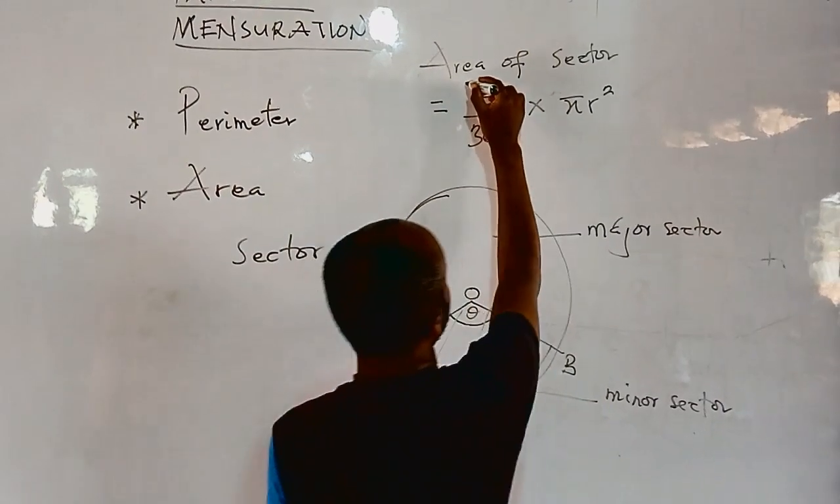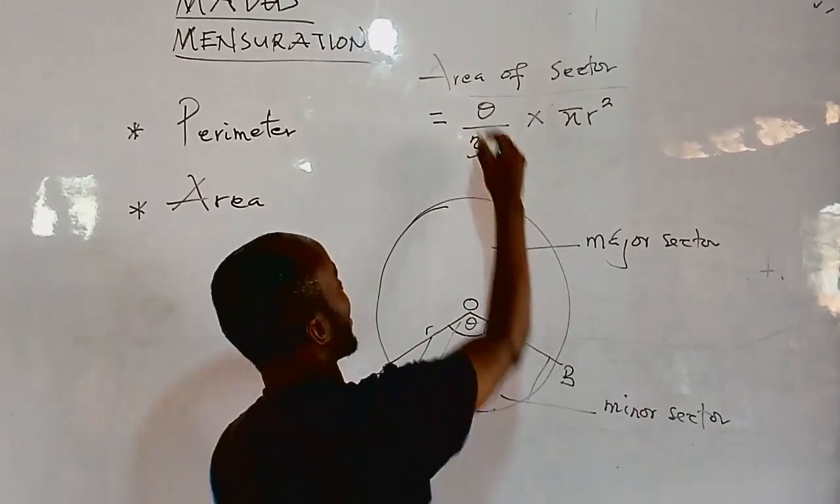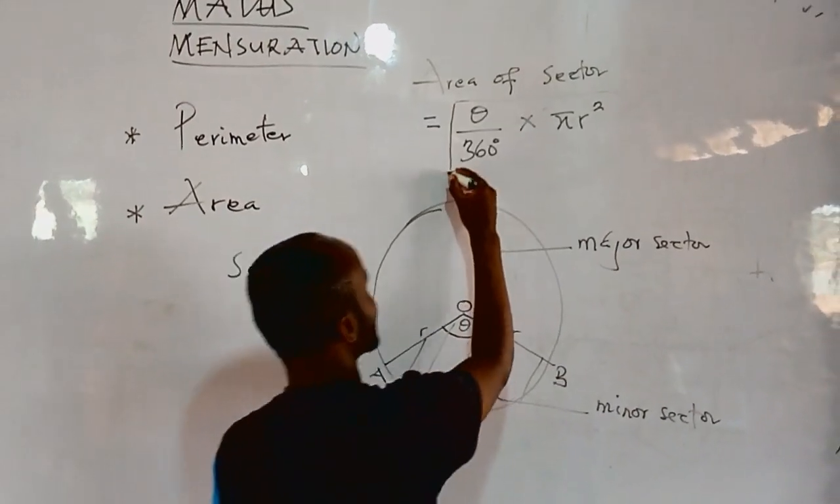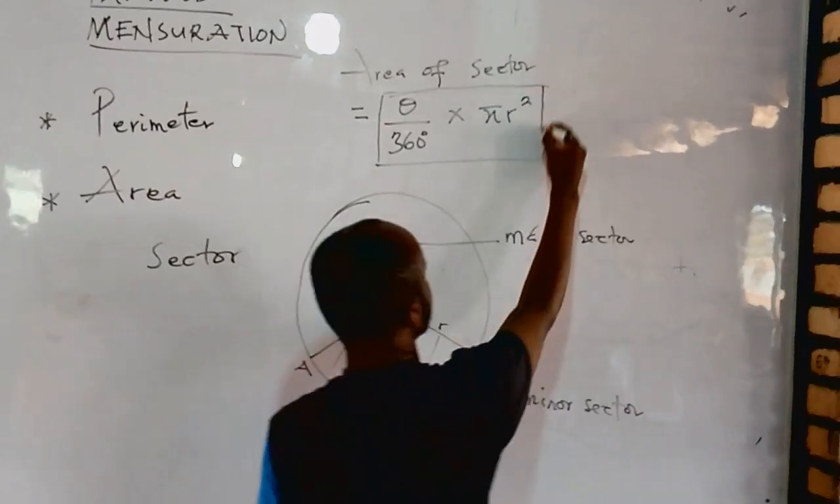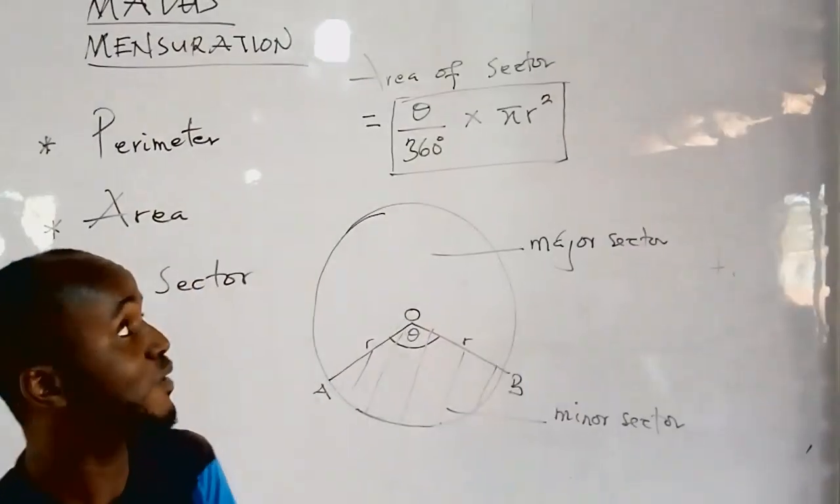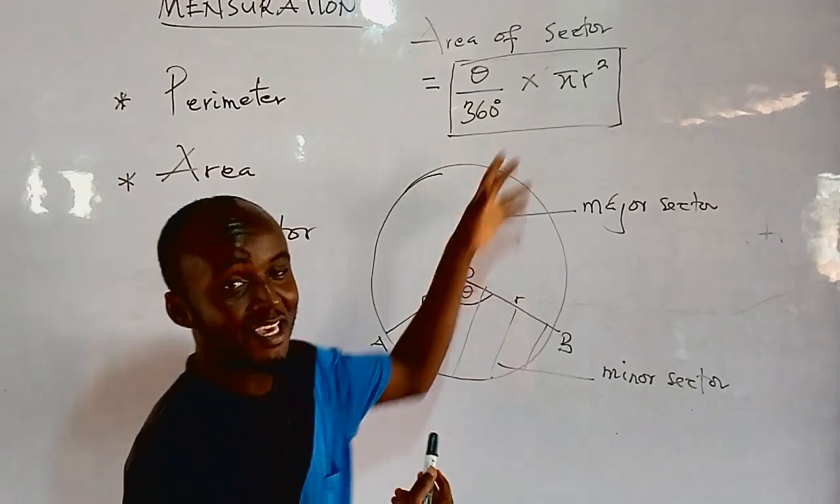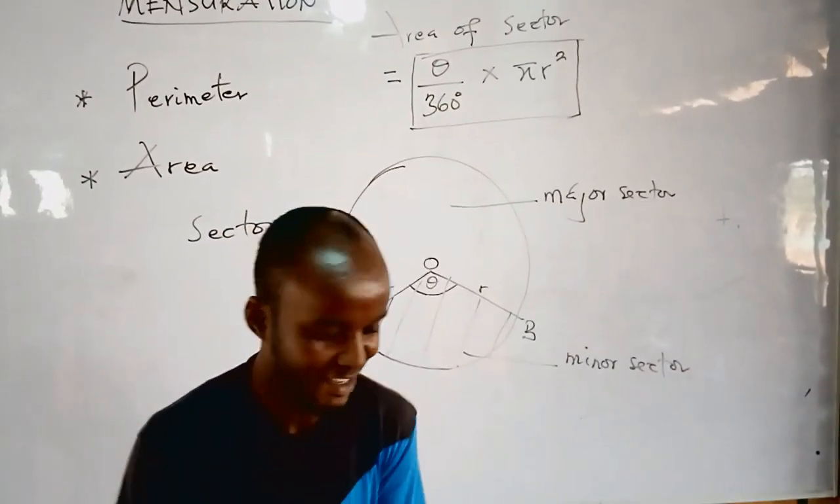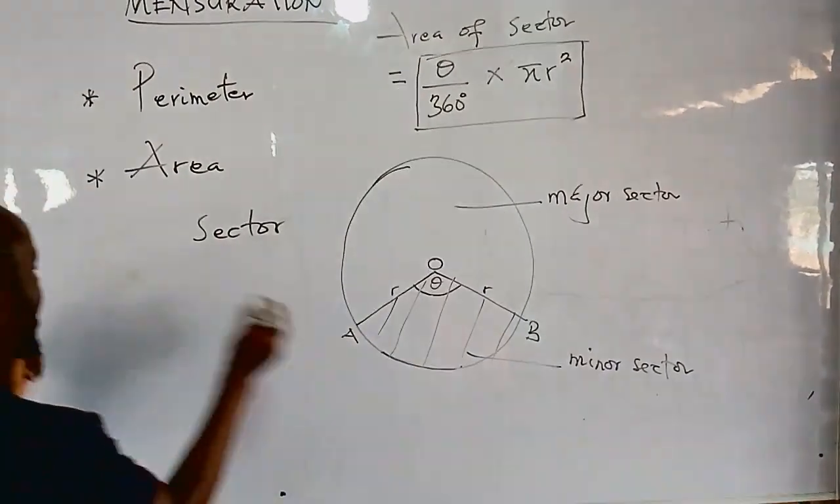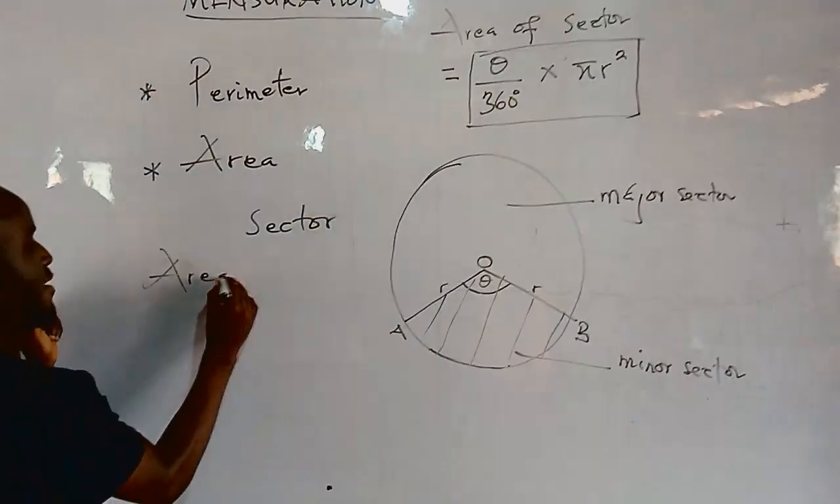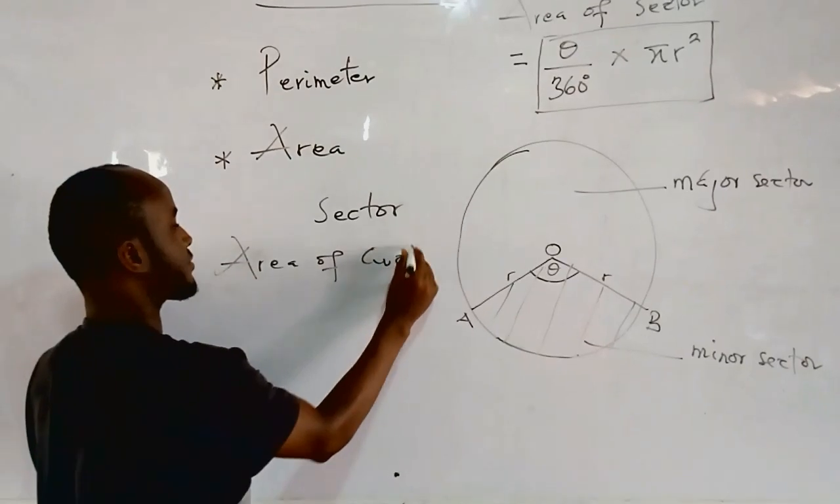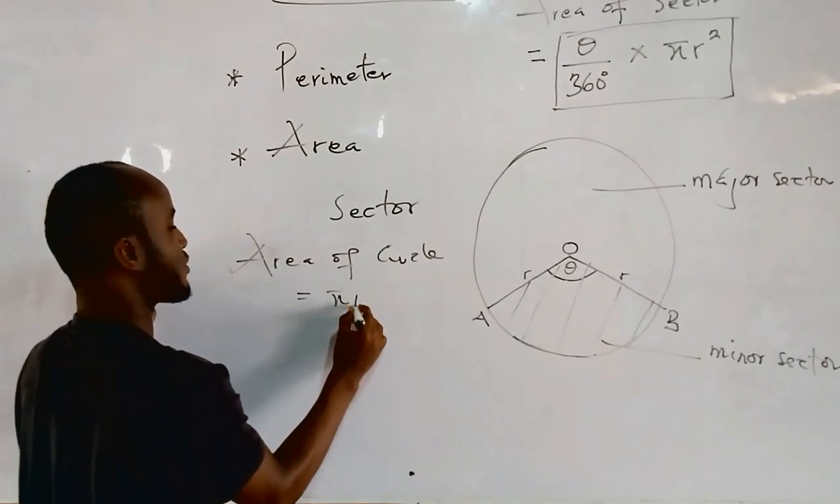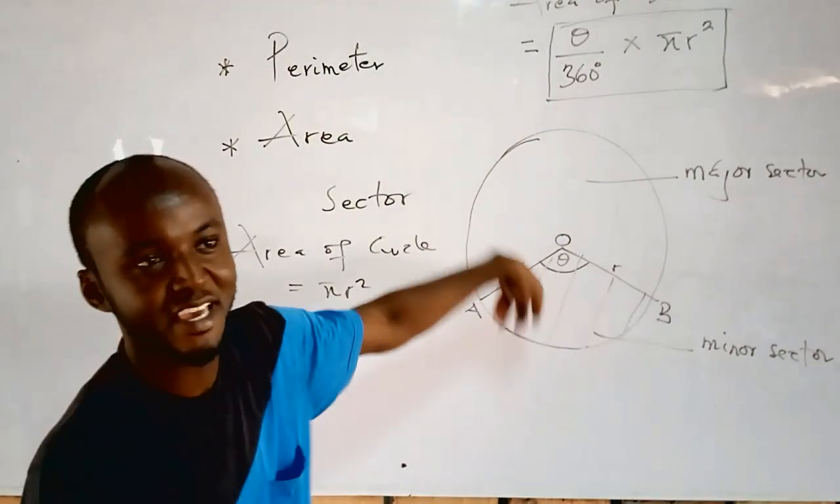Don't have any challenge about memorizing this formula. It's not any big formula. What you must know is that when you talk about a circle, the area of a circle, we all know that area of a circle is pi r squared. Area of any circle is pi r squared. Area of circle is equal to pi r squared. That is the area of the full circle.